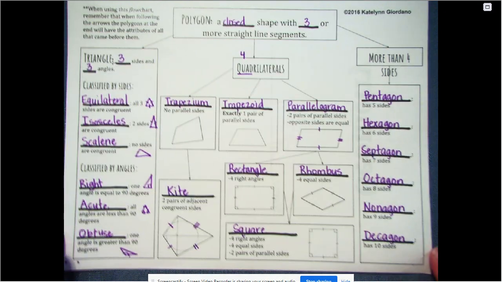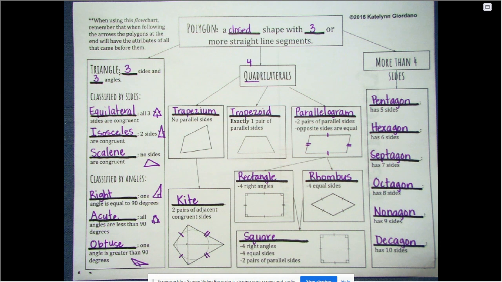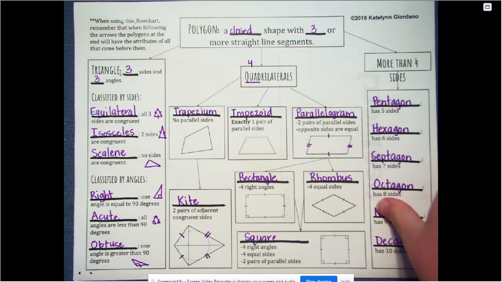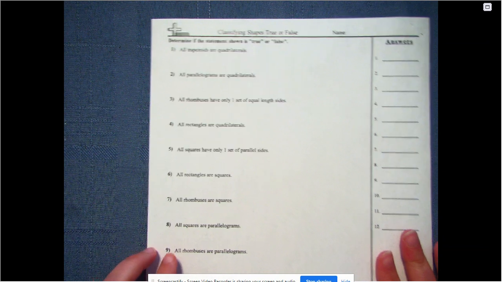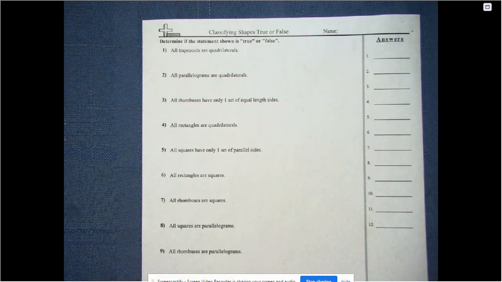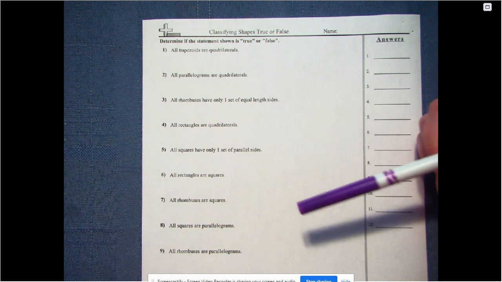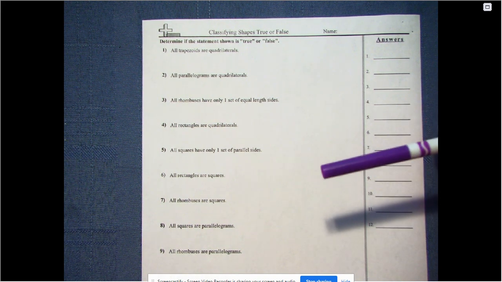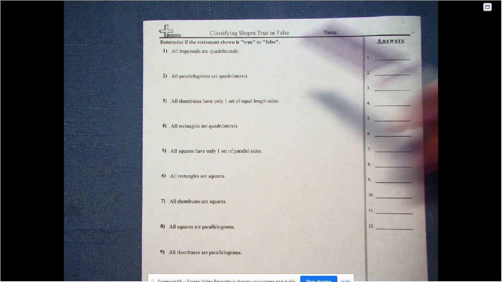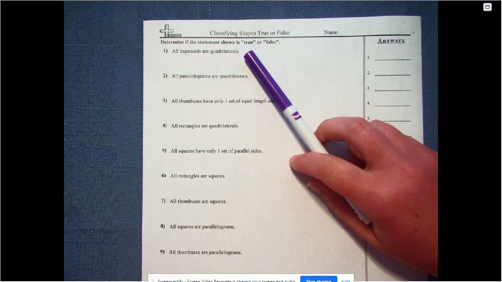So using this chart, what I'd like you to do is you're going to look at pages 2 and 3 today. So I'm going to just put my chart to the side, and we're going to do the first question together. So what I'd like you to do is you're going to try and draw some shapes to see if you can find examples of true or false. So all trapezoids are quadrilaterals.